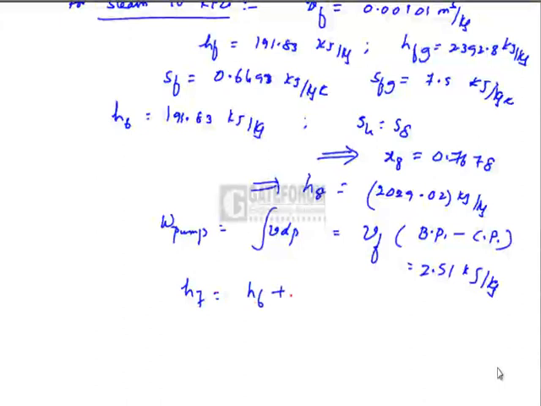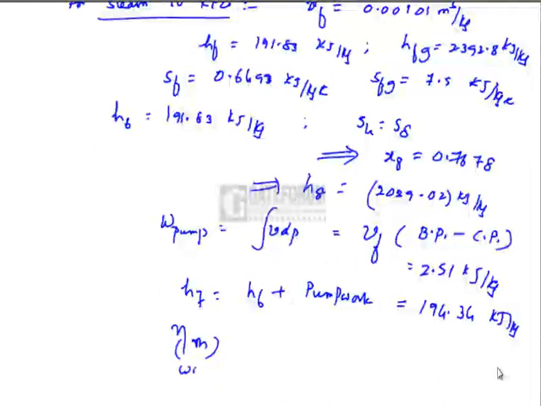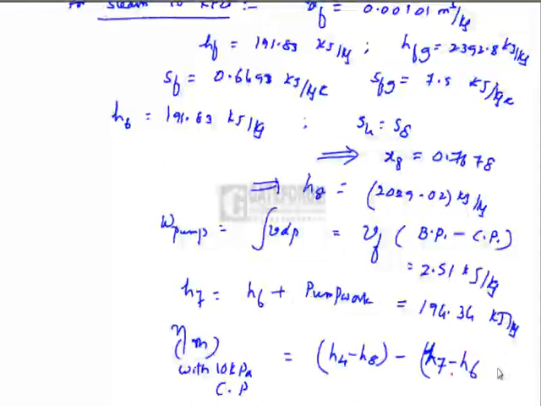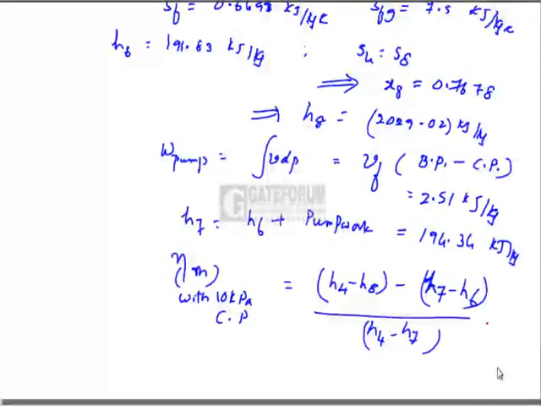H7 is H6 plus pump work, which is obtained as 194.34 kilojoule per kg. Therefore, thermal efficiency with 10 kilopascal condenser pressure is H4 minus H8 minus H7 minus H6, that is pump work, divided by H4 minus H7. It is obtained as 31.6%.